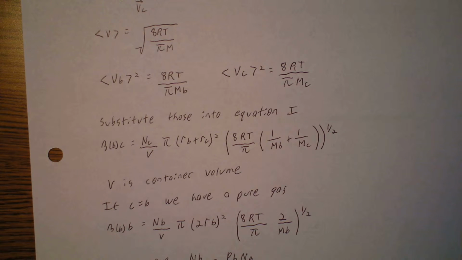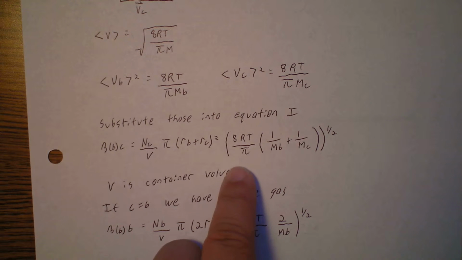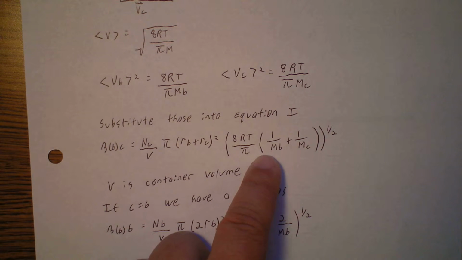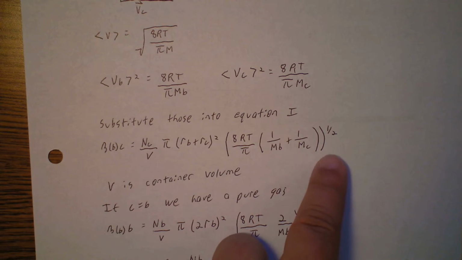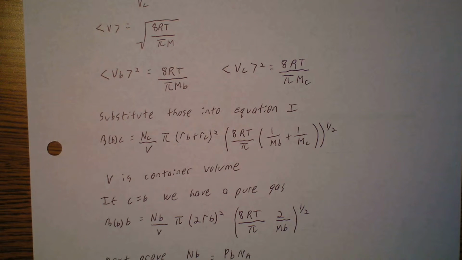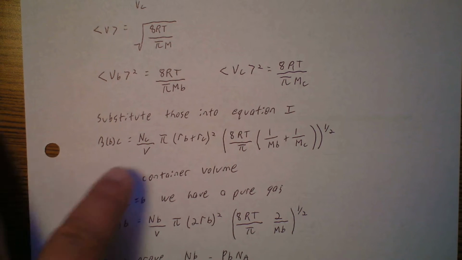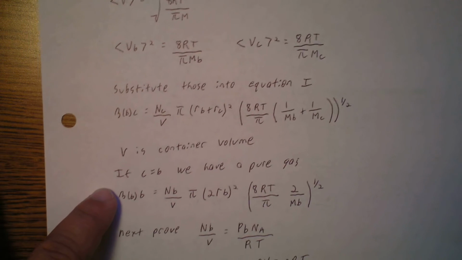So we have lowercase z, the speed of B with respect to C, equal to the number of molecules of C divided by the volume of the container, times pi times the radius of molecule B plus the radius of molecule C, squared, times this whole quantity: 8 times RT divided by pi times 1 over MB plus 1 over MC, to the 1/2. That's just the Pythagorean theorem. And again, V is the container volume, not the cylinder volume.